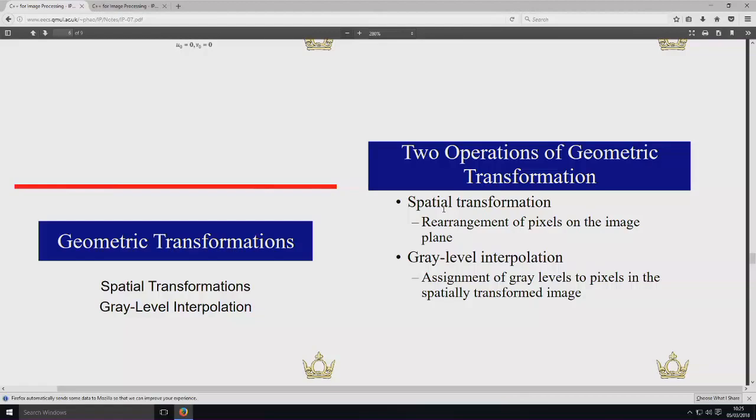After we change the geometric positions of some pixels, we may create some new positions or remove some positions. If we create some new positions, we need to find where the new positions are and what the intensities are at those positions. So we first need a spatial transformation to rearrange the pixels in the new image, and we need to find the pixel values at all the new positions.